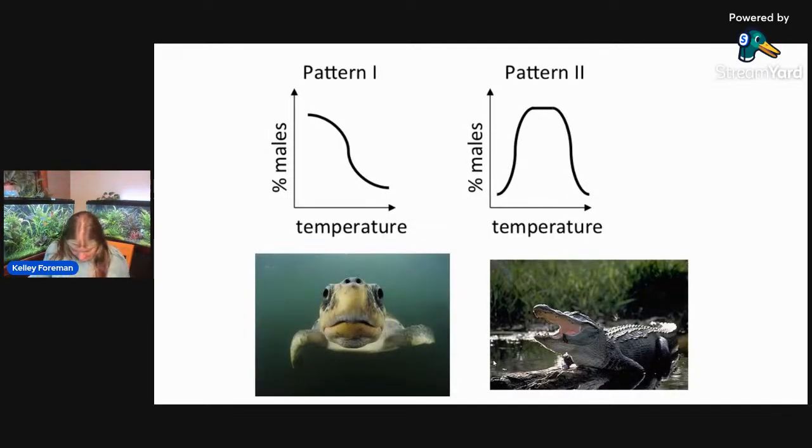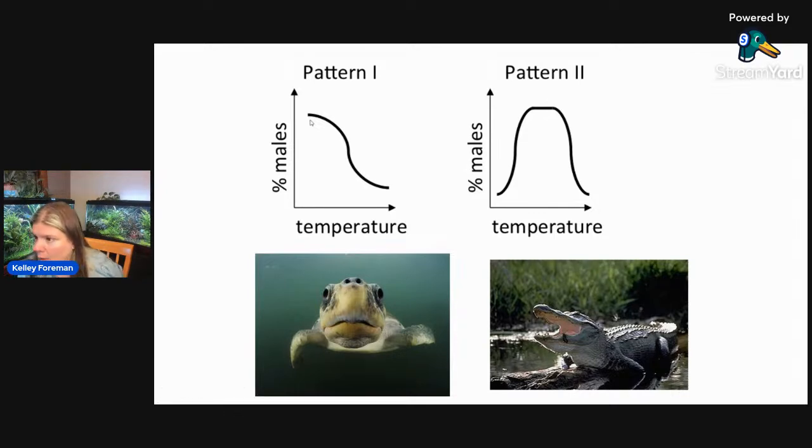So there don't have to be chromosomal or genetic cues for sex. There are also developmental cues, and this is something that a lot of reptiles do. So sex is determined in many reptiles, perhaps not all. I don't know everything about reptiles, but by the temperature of the embryo, and those tend to fall into two patterns. Pattern one is like the olive ridley turtle. This is a sea turtle right here. At higher temperatures, you get less males, and at lower temperatures, you get more males. I think I got that right.